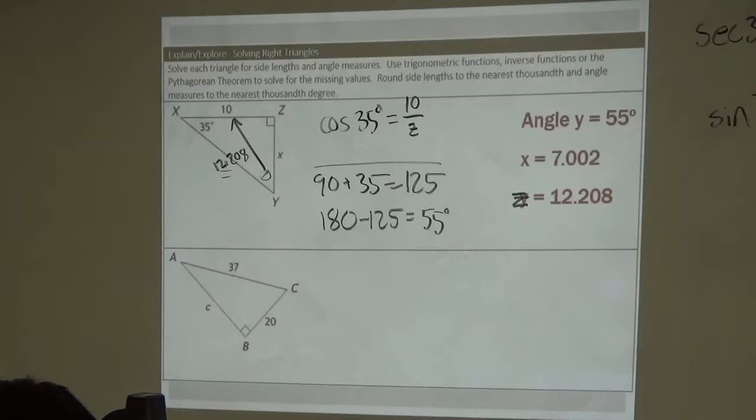We can't use anything that has the adjacent because we don't know the adjacent yet. So any of these adjacent things we basically can't use. So we're going to have to use inverse sine because it has the opposite and hypotenuse. And we say inverse sine of 20 over 37 equals this.